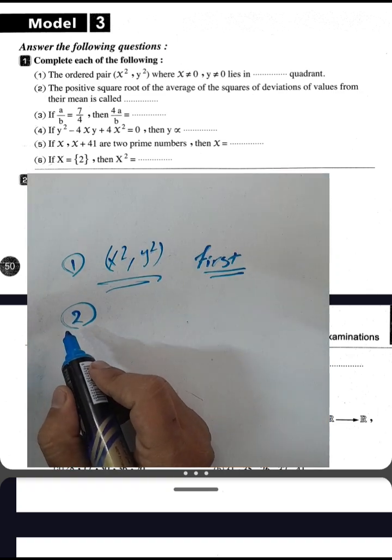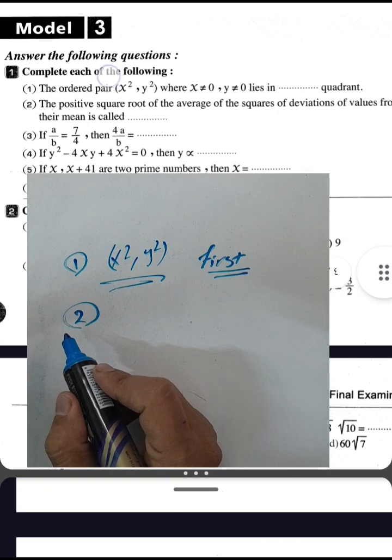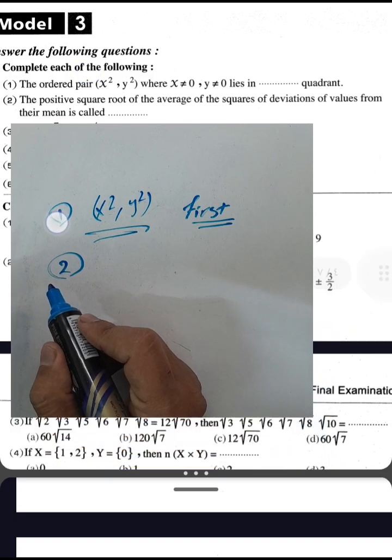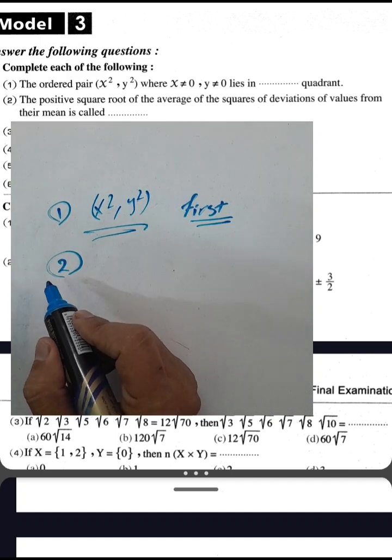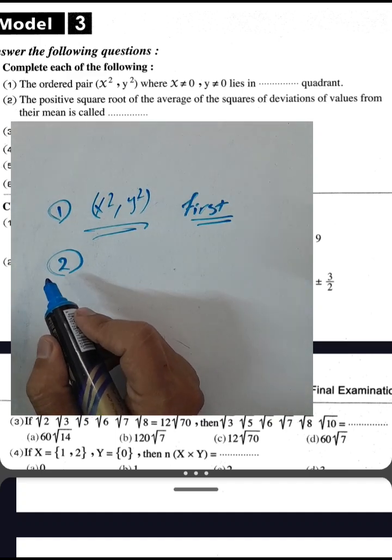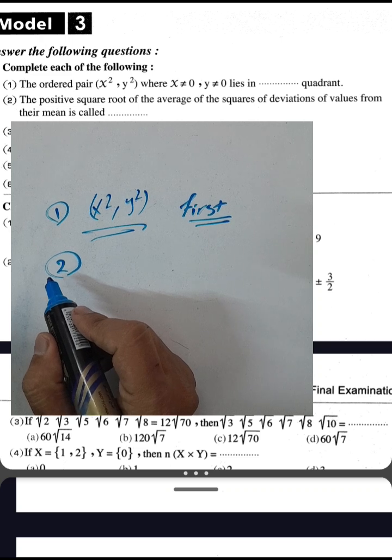Question number 2. The positive square root of the average of the squares of deviations of values from their mean. We called it standard deviation.